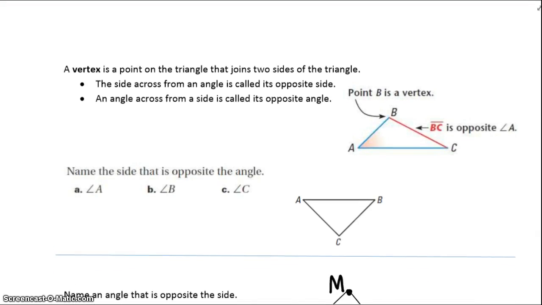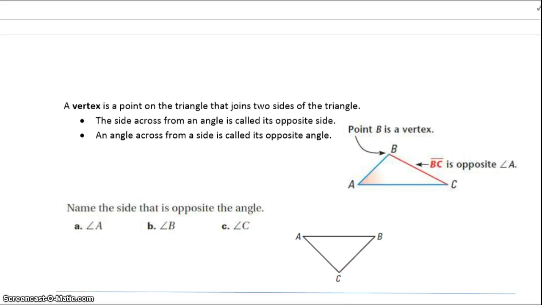Let's keep going. We're going to talk about opposite angles and opposite sides. But first we have to talk about the vocabulary. A vertex is a point on a triangle that joins two sides of that triangle together, right? So B is a vertex, but AB is a side, and BC is a side. So be careful. Students mess this up. I'll be like, hey, give me an angle, and they'll be like, BC. And I'll be like, no, okay, that's a side. So be very careful. We have our vertices and we have our sides.